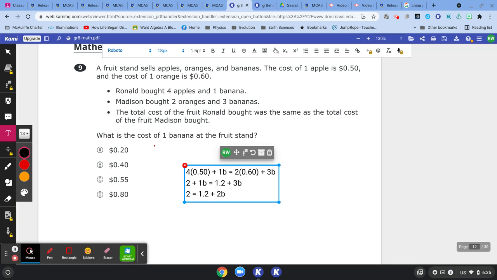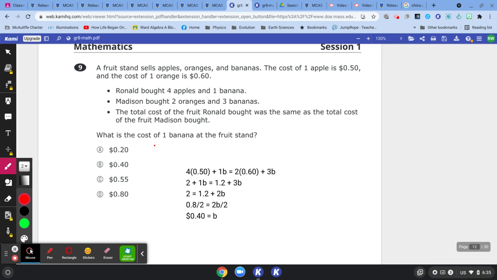And now I'm going to subtract 1.2 from both sides. 2 minus 1.2 is 0.8, and that equals 2b. Now I'll divide both sides by 2. And so now b is equal to 0.4. So bananas are $0.40, or 40 cents. And that answer is B right here, 40 cents.